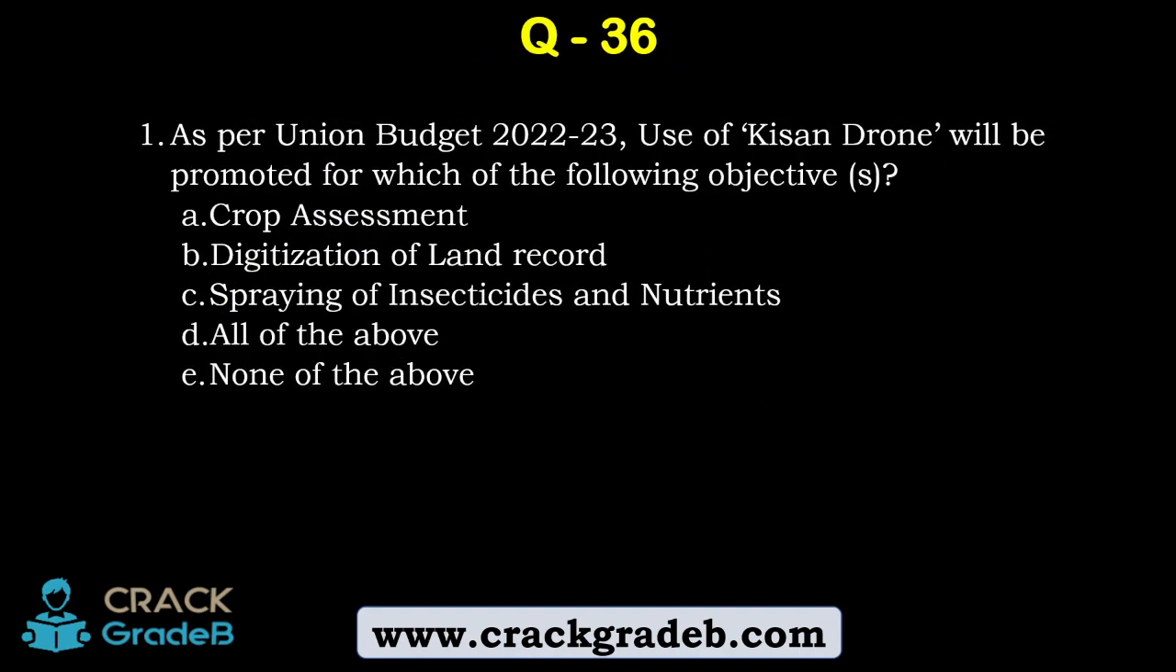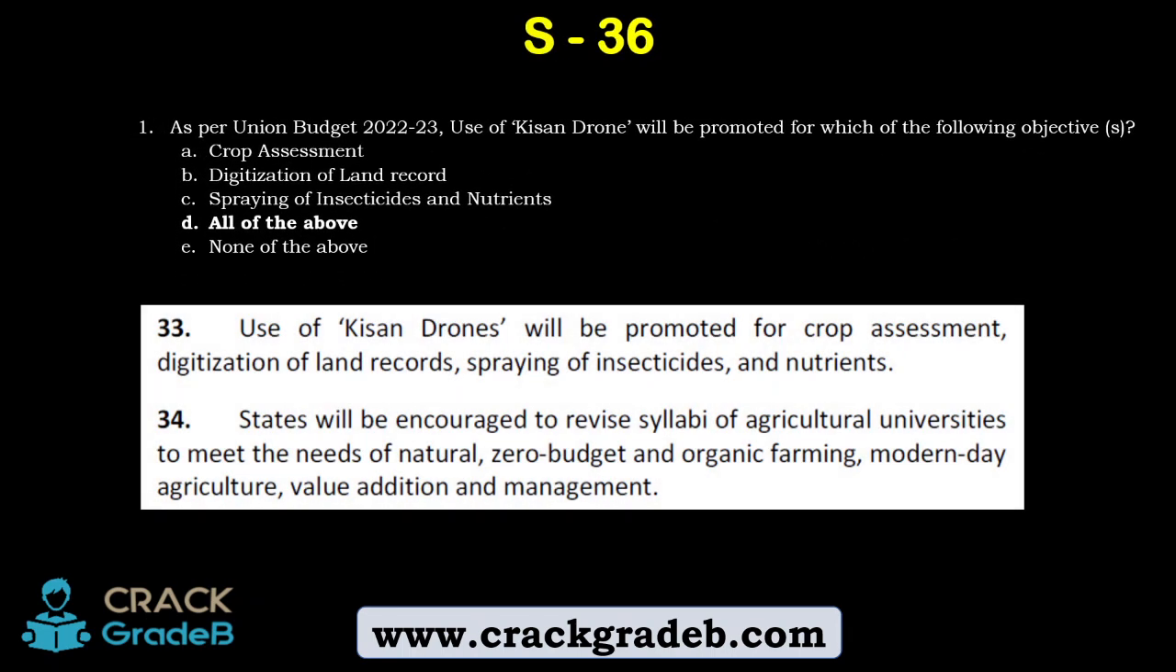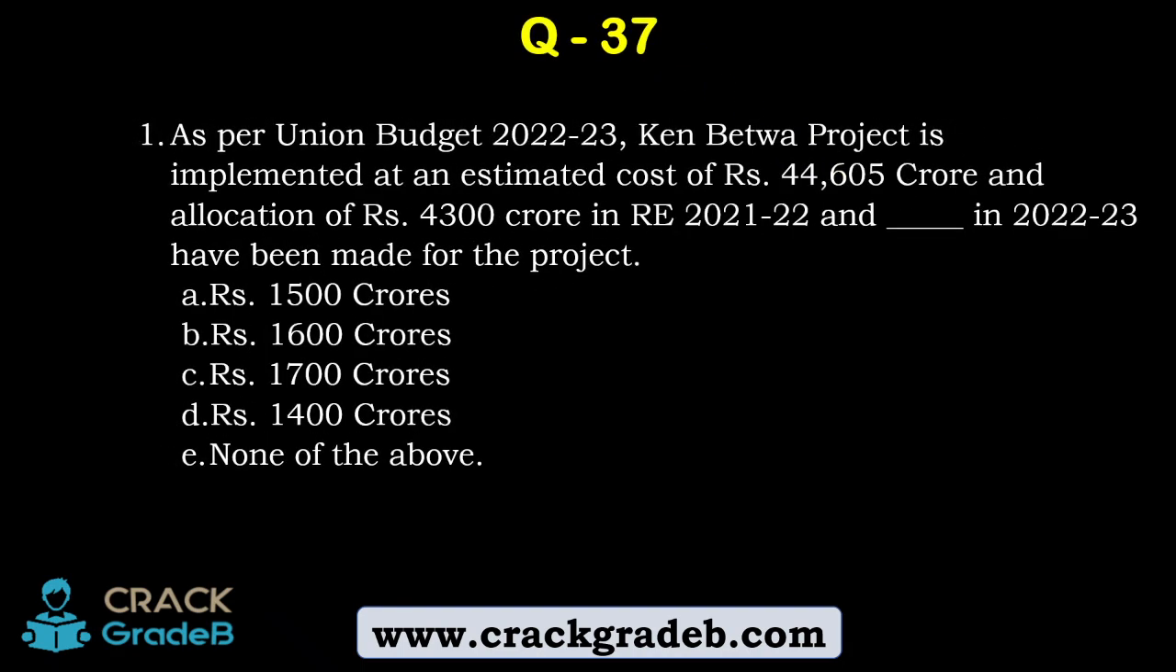As per the budget, use of Kisan drones will be promoted for which of the following objectives? Crop assessment, digitalization of land records, spraying of insecticide and nutrients, all of the above, none of the above. So the correct answer is all of the above. Okay, crop assessment, digitalization of land records, and spraying of insecticides and nutrients. Let's move forward with question number 37.